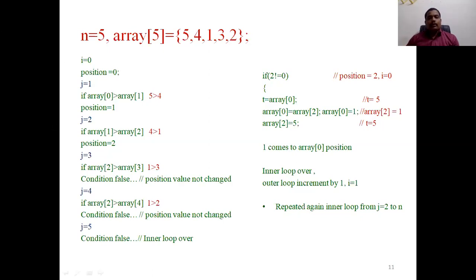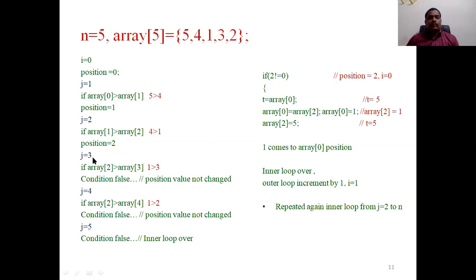So what happened? Array equal to 1 because I value is 1 now. Then that is position. Array of position greater than array of J. What is the position value? 1 greater than array of J value is 2. So second time we compared 4 greater than 1. So condition true. So the J value is assigned to the position.